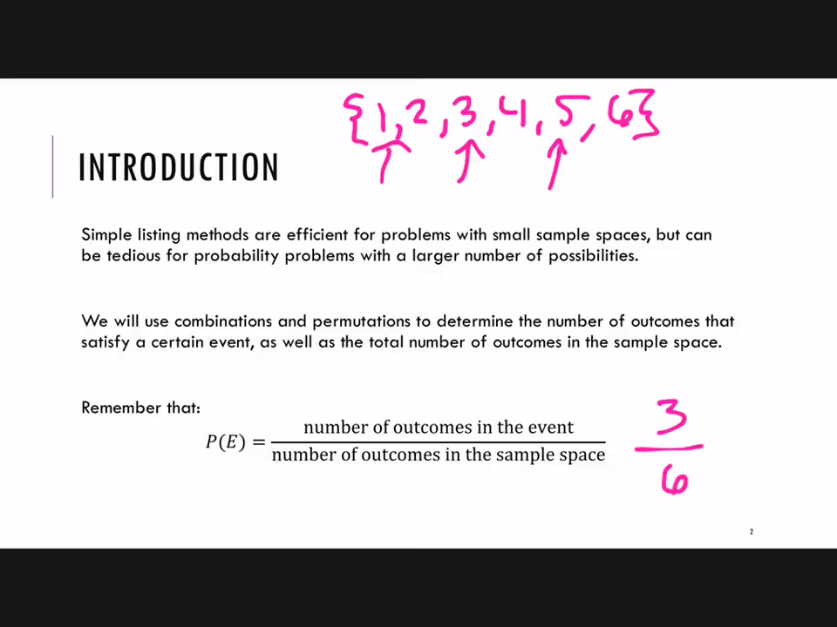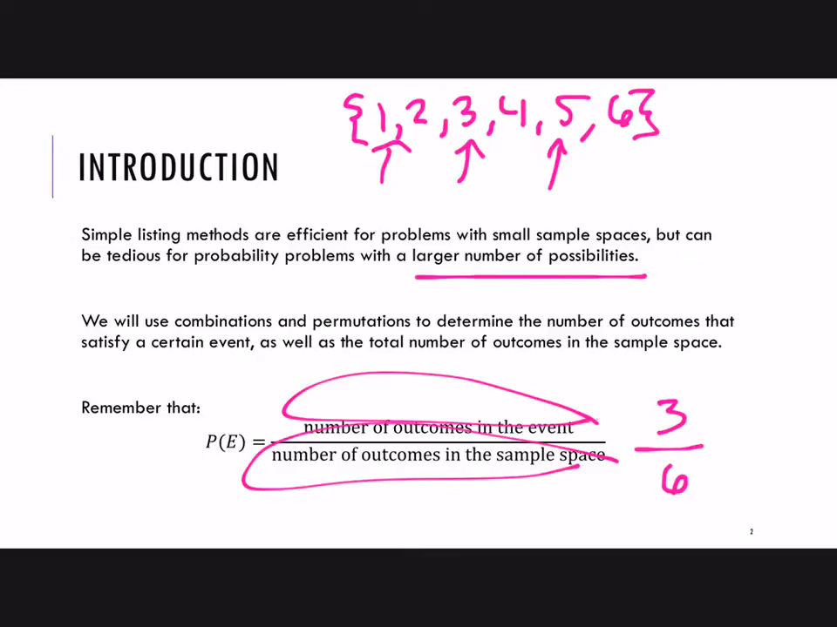And the number of outcomes in the sample space, we can see that that's 6 just by listing those out. In this section, we're going to deal with probability problems that have a larger number of possibilities. Think back to the counting problems we did where we had hundreds, thousands, or even millions of possibilities. So we'll use combinations and permutations to find these two numbers, the numerator and the denominator.